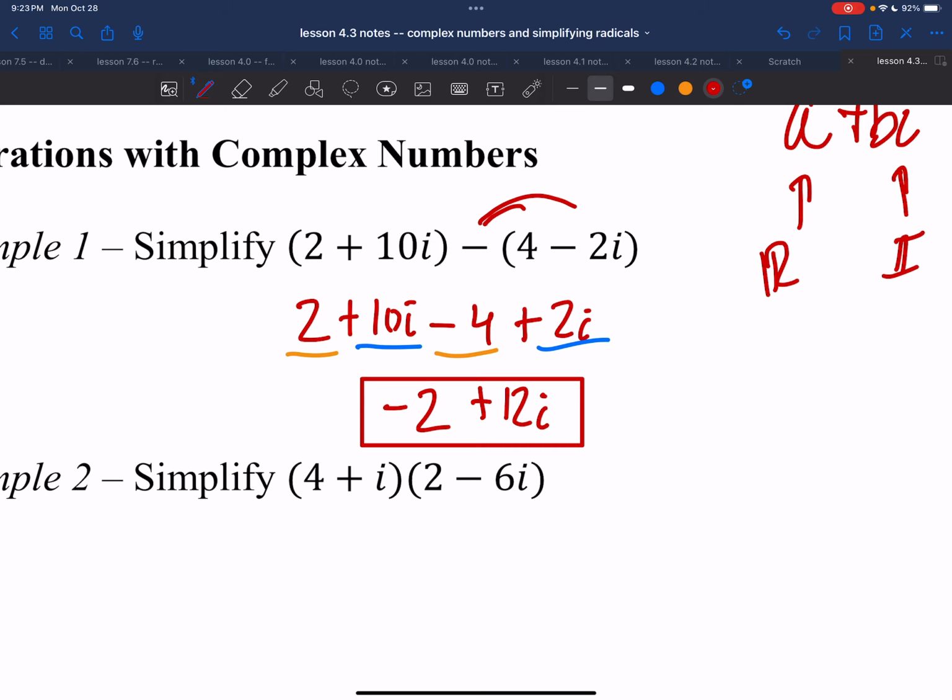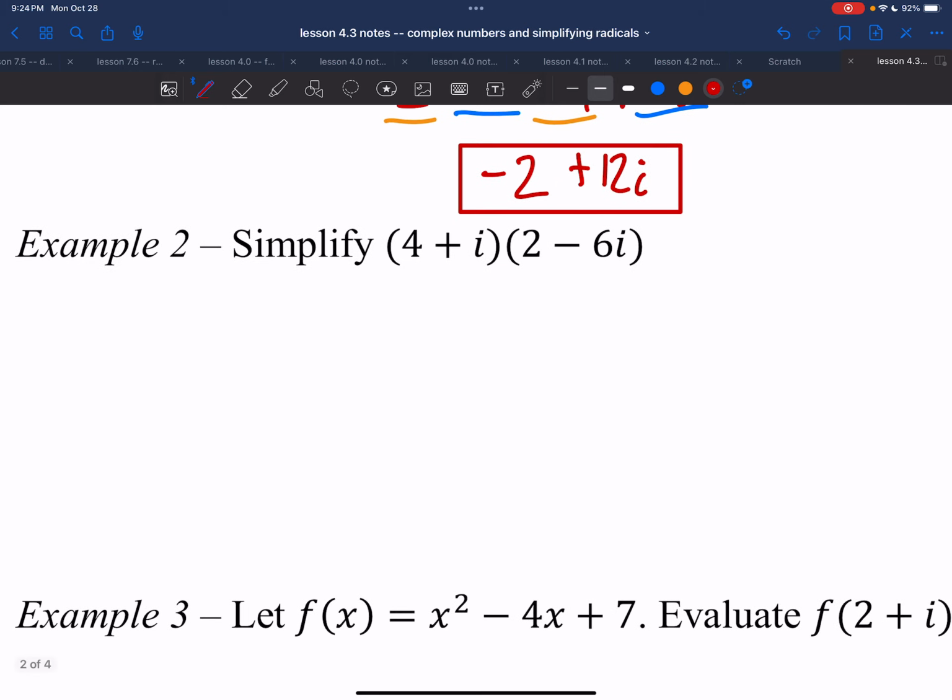So adding complex numbers is easy. It's literally just combining like terms. Pair the reals with the reals and the imaginaries with the imaginaries. Combine like terms, you're done. Let's look at multiplication. This is where it gets a little more interesting because it's not just combining like terms. It's thinking deeper about it.